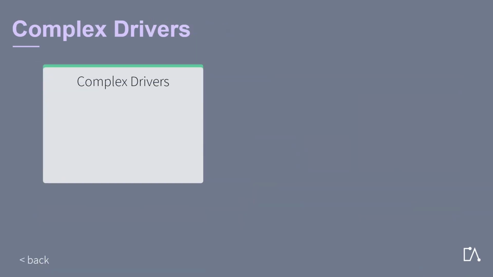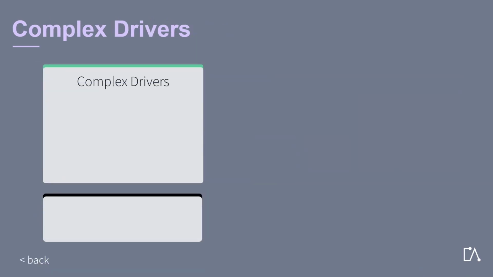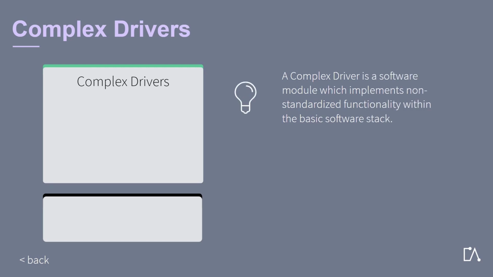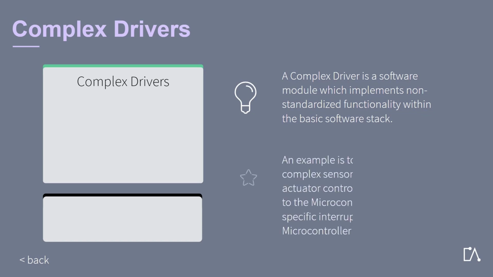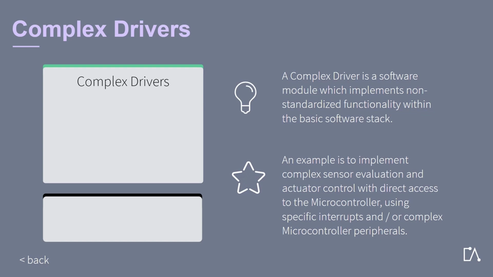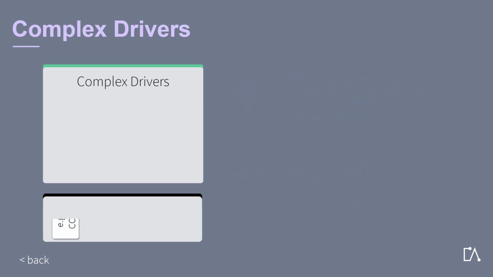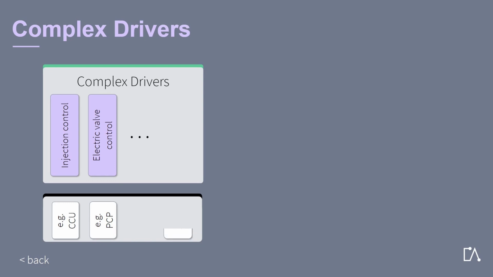The complex drivers layer has direct access to the hardware layer. A complex driver is a software module which implements non-standardized functionality within the basic software stack. An example is to implement complex sensor evaluation and actuator control with direct access to the microcontroller, using specific interrupts and/or complex microcontroller peripherals. Some examples are injection control and electric valve control. But there are many other complex drivers.